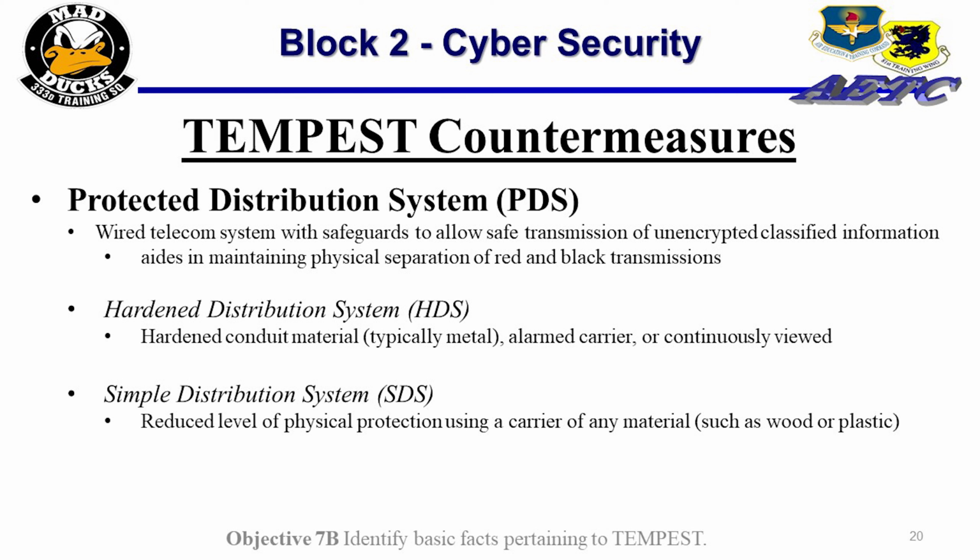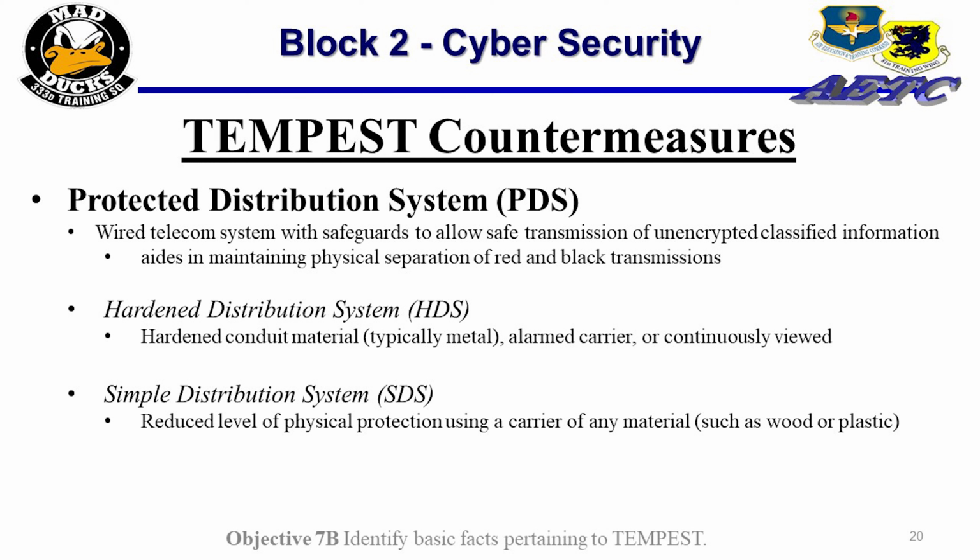I can also place alarmed carriers. So if I have a junction box, I can place an alarm switch on it, so if somebody accesses that panel, it'll trigger an alarm. I can also put it in continuous view, which means there's a guard on it. They can see it on a consistent basis. That ensures it won't be tampered with.